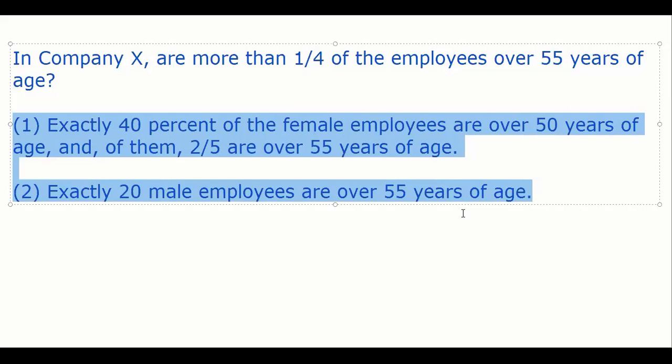Because to get 1/4 of the employees, we need to get the total number of employees, and then the data about how many are 55 more. So there are two pieces of data missing here. So the answer is neither of them is sufficient. See everyone, easy question.